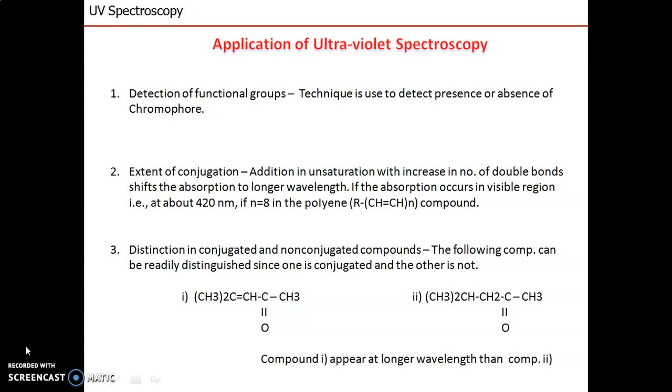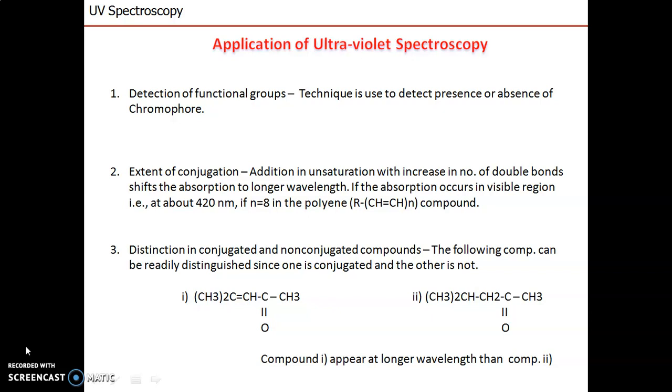Next is extent of conjugation. Addition of unsaturation, with an increase in the number of double bonds, shifts the absorption towards the longer wavelength. If the absorption occurs in the visible region, at about 420 nanometers, then that type of compound is the Pauling type of compound. As the number of double bonds increases, the extent of conjugation also increases, and the absorption shifts towards the longer wavelength, that is the redshift.